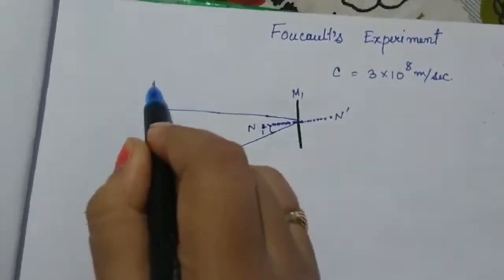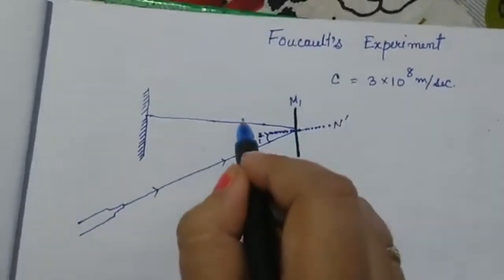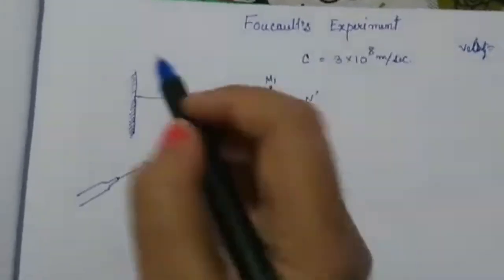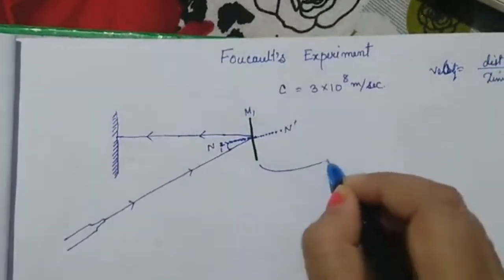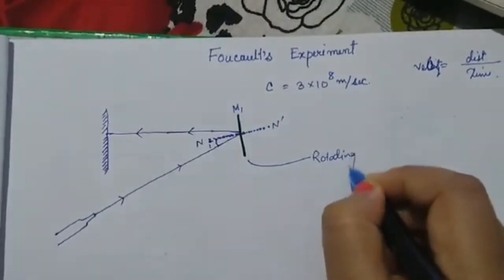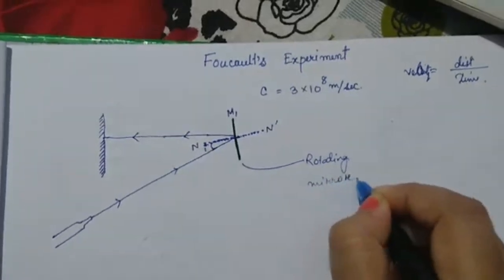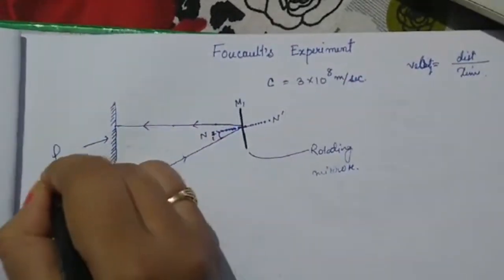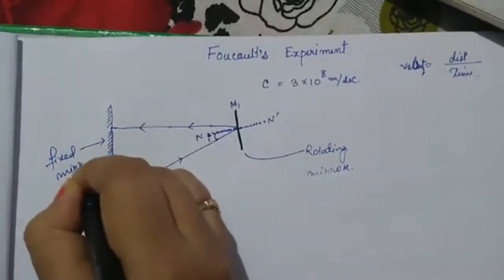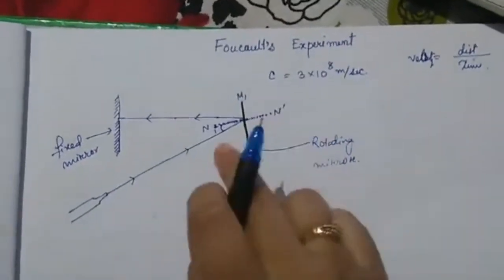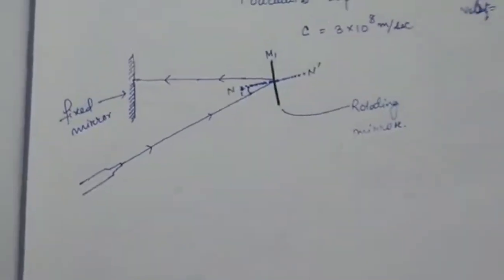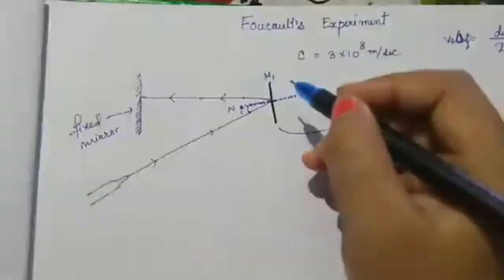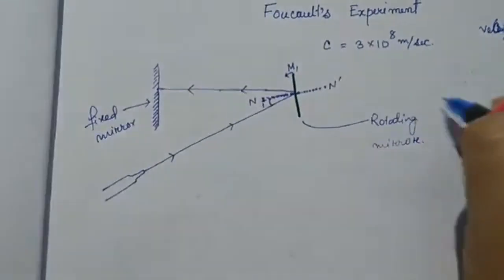Let me extend this mirror a little bit. The ray is going like this. Since this mirror is going to reflect it back, at the same time this is a rotating mirror, and this is a fixed mirror. Here both sides reflect, here only one side can reflect. Now suppose that this is rotating in the anti-clockwise direction.